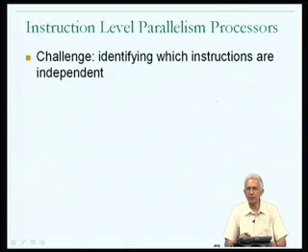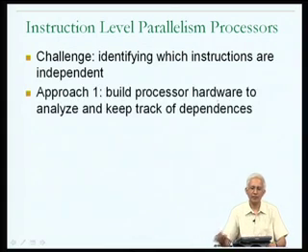Now, the challenge in the design of an instruction level parallelism processor is being able to identify the instructions which can be executed in parallel. It is only if 2 instructions are independent of each other that they could conceivably be executed at the same time in parallel. And there are 2 approaches that modern processors, the different kinds of modern processors use in order to undertake this activity.